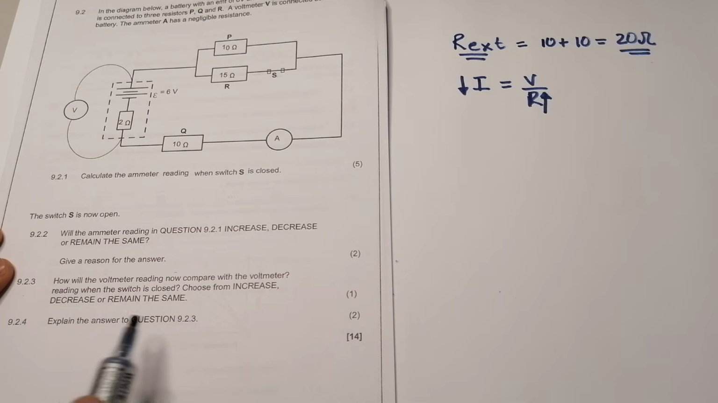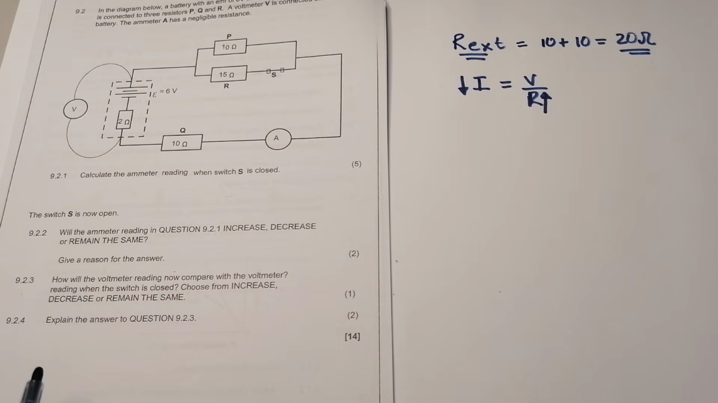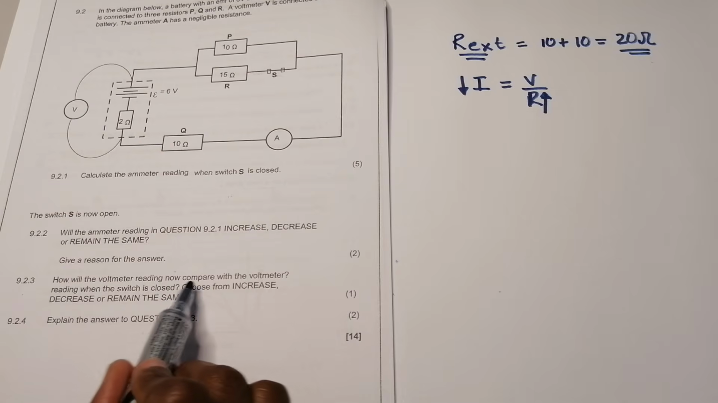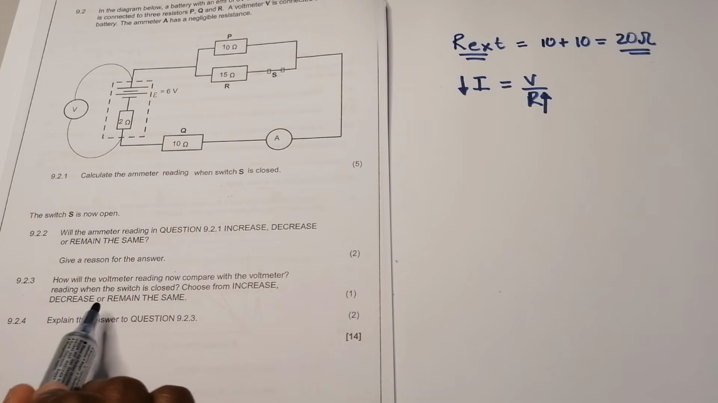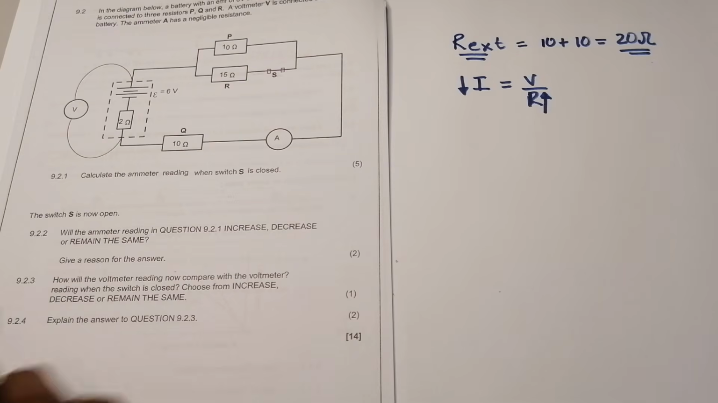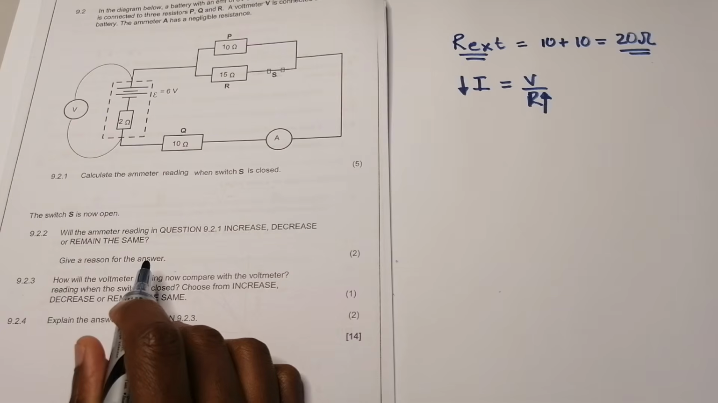Okay, right. Now quickly, let's look at the next question. They like these kinds of questions, and I'm going to show you, ladies and gents. Probably this one is a bit cumbersome to answer, but I'll show you step by step how to answer it. They say, how will the voltmeter reading now compare with the voltmeter reading when the switch was closed? So it means, how will your external voltage be affected?